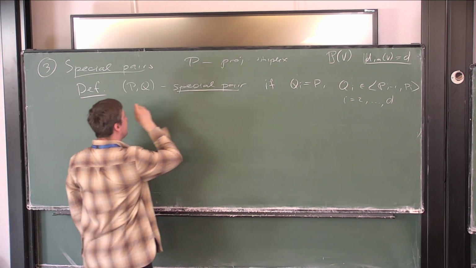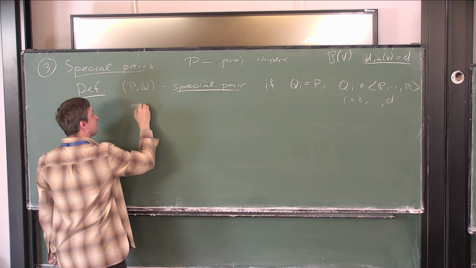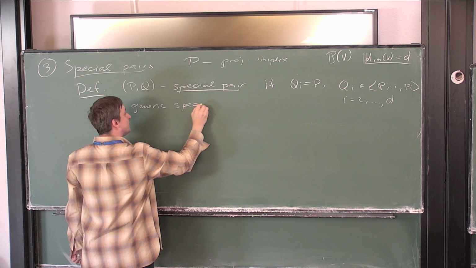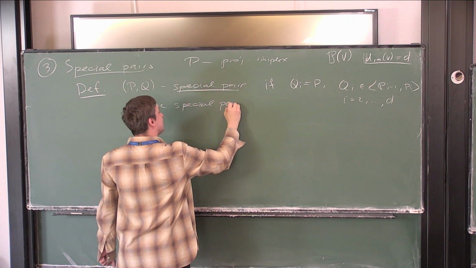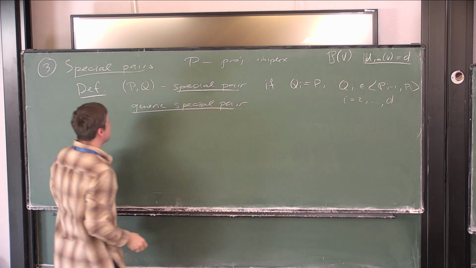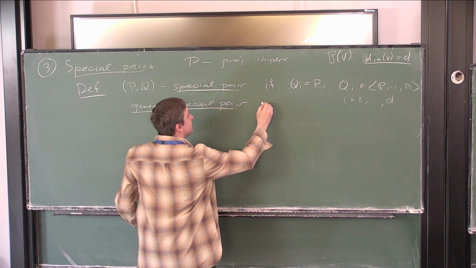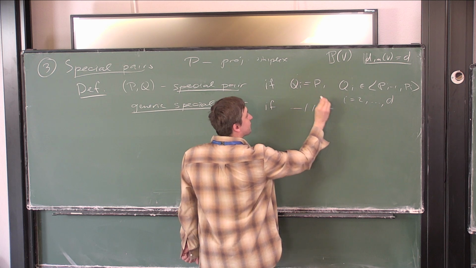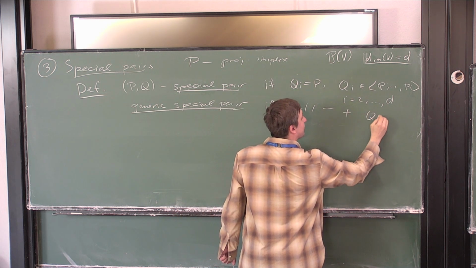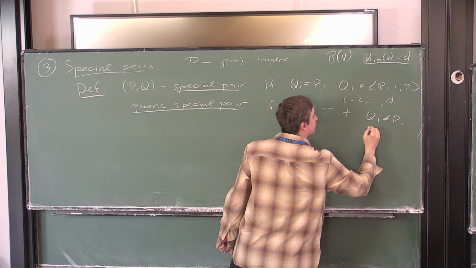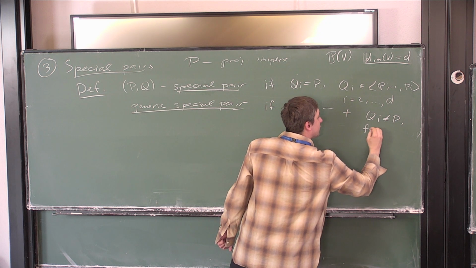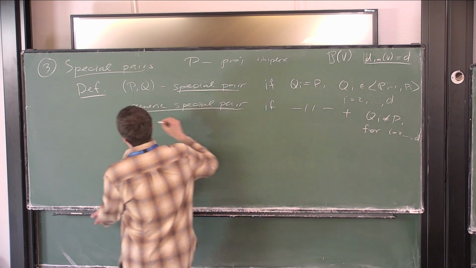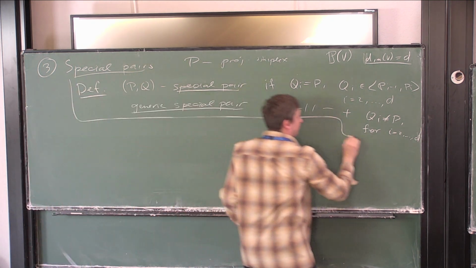The only problem is that there is another concept which I have to call a generic special pair, which sounds kind of self-contradictory. So if in addition, this holds plus Qi is not equal to Pi for i from 2 to d. Okay. It's easier to draw a picture.